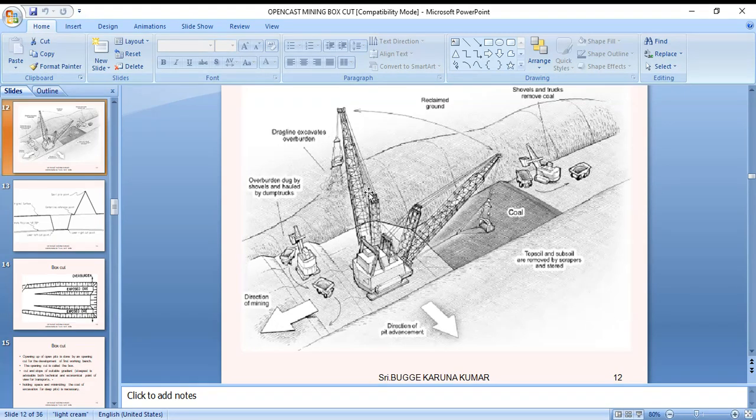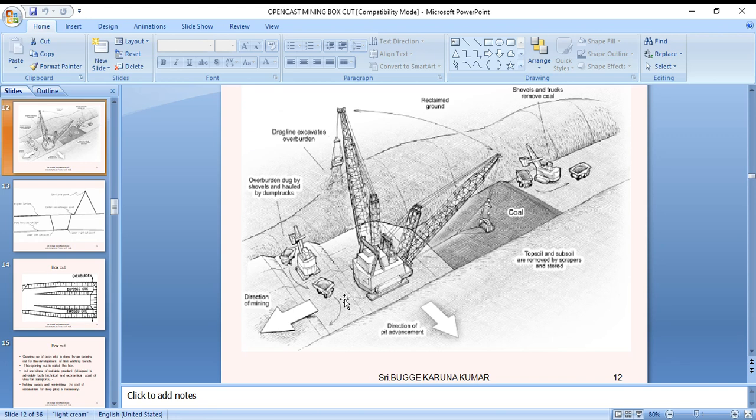Here observe the dragline bench is worked for the OB remover. This is the top of the coal bench, and a coal bench will be extracted by the shovel dumper combination, shovel and truck combination removing the coal. Dragline removes all the OB and dumps it to the side. It's a reclaimed ground. It's called a reclaimed ground.